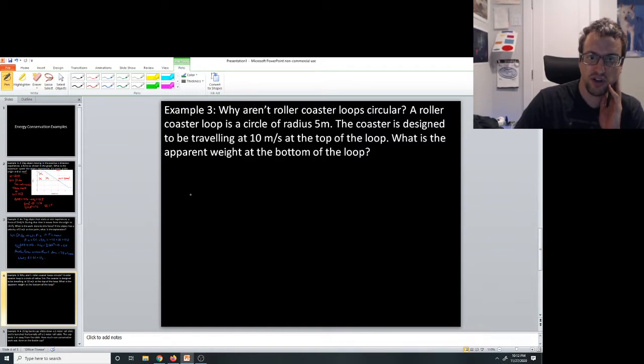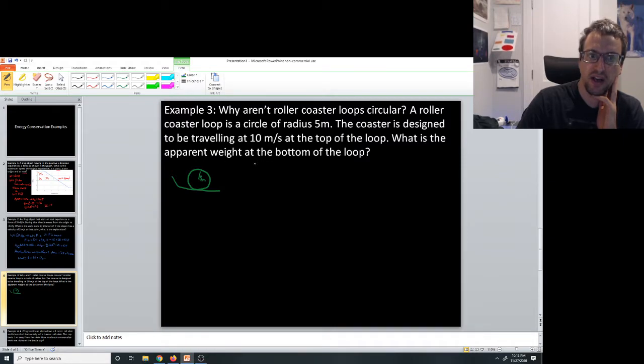Okay, so we have a circular loop. Again, it's coming in, going down, and then we get flat, and it goes basically in a full circle, right? So this is 5 meters, and we say it's going at 10 meters per second at the top of the loop. I want to know what the speed is at the bottom of the loop. What is the apparent weight at the bottom of the loop?